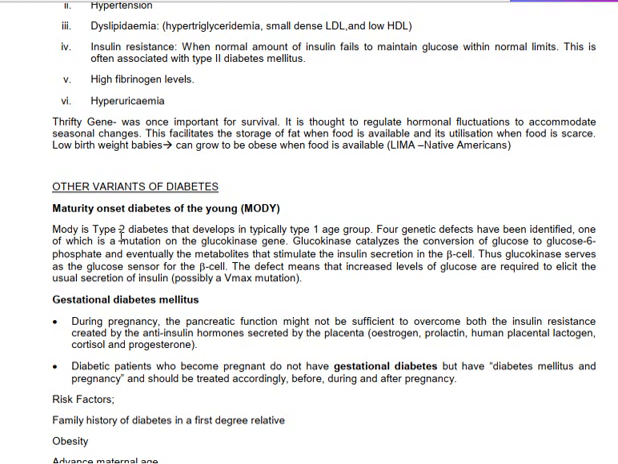Actually, it's a type 2 diabetes that develops typically in the type 1 diabetes age group. Is it clear? So MODY is maturity onset, a mature type of diabetes in the young. So this is a type 2 diabetes that occurs in the type 1 diabetes age group. Is it clear? So 4 genetic defects have been identified and associated with this.